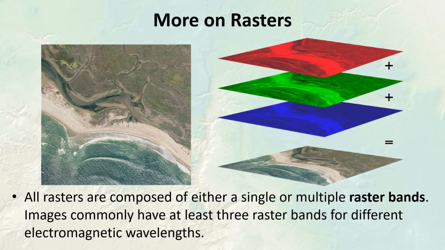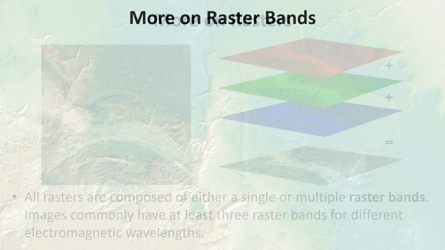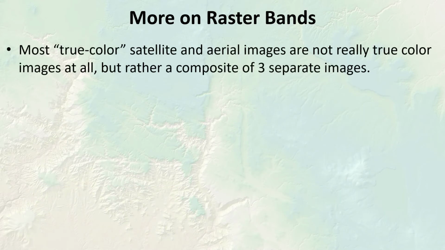All rasters are composed of either a single or multiple bands. So a raster is just a container for raster bands. Sometimes there's only a single band, sometimes there's lots. Image files usually have at least 3 raster bands, and each band represents a different electromagnetic wavelength. Now this is important. Most true color satellite and aerial images, they're not really true color at all. They look like true color, but most commonly they are a composite of 3 separate images.